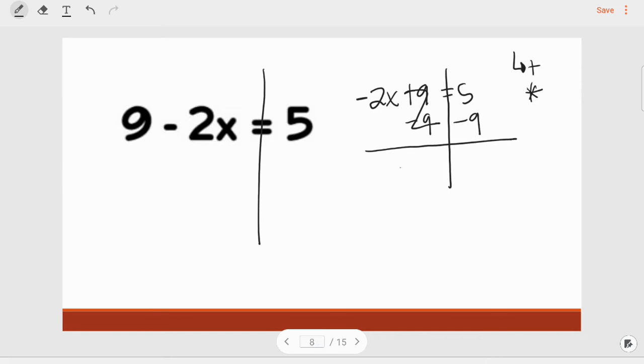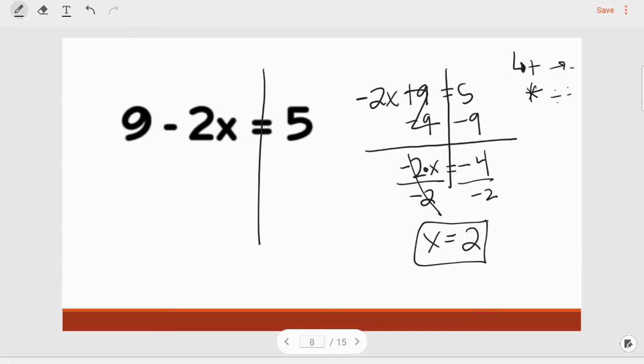Bring down my totaling sign. That zeroes out on the left, and I just have -2x equals 5 minus 9 is -4. Bring down my equal sign. Divided by -2, since I'm undoing multiplication with division, and I get x is equal to, what is -4 divided by -2? I get +2.